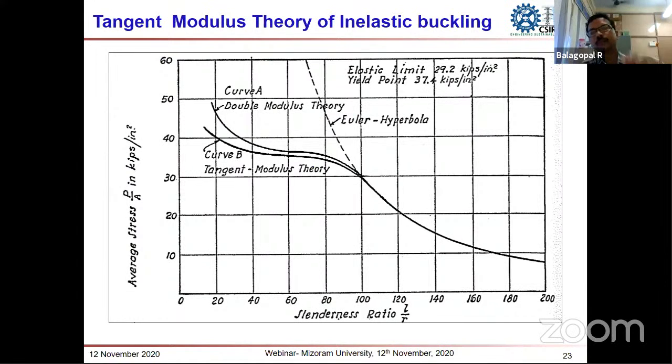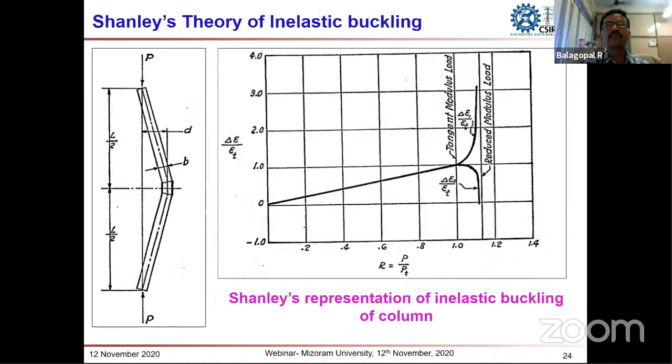And this is a comparison of the double modulus theory and the tangent modulus theory. It states that whenever we are computing the buckling load in the inelastic buckling range, below the slenderness ratio of 70, the buckling load computed by tangent modulus theory will always be less than the double modulus theory. This is for a particular cross section. Next, we will go for Shanley's theory of inelastic buckling.